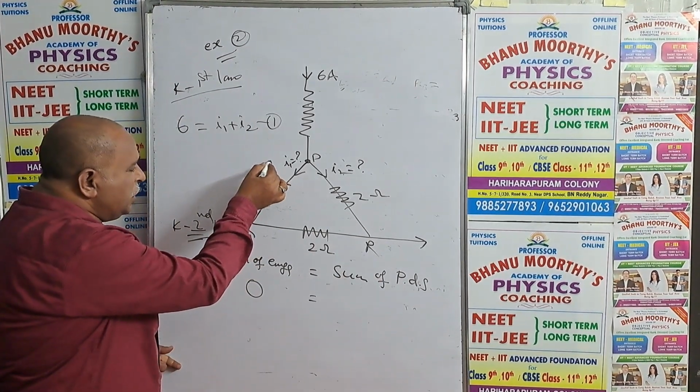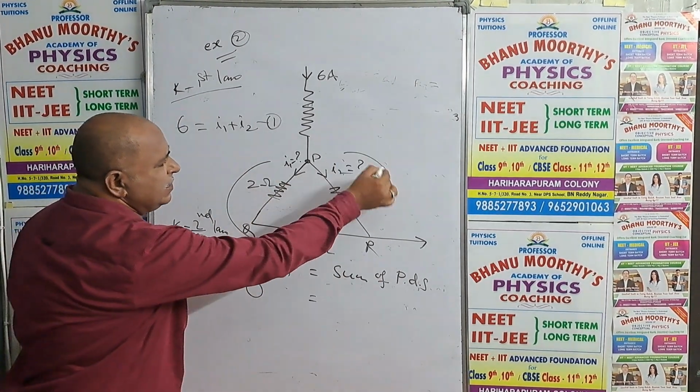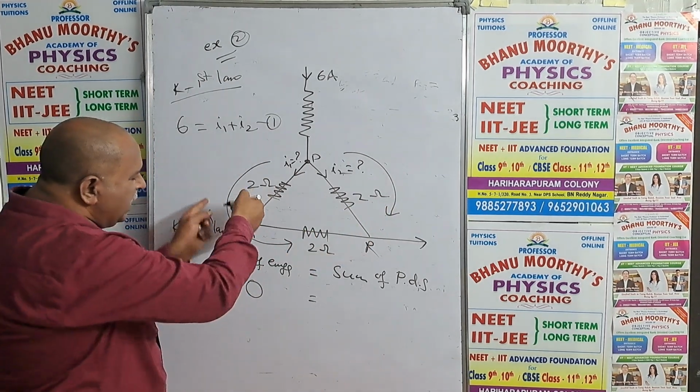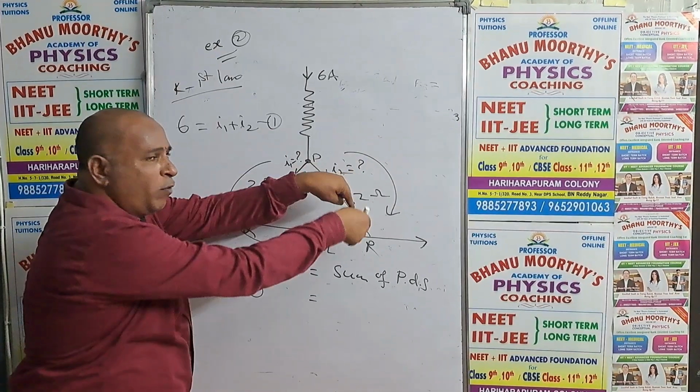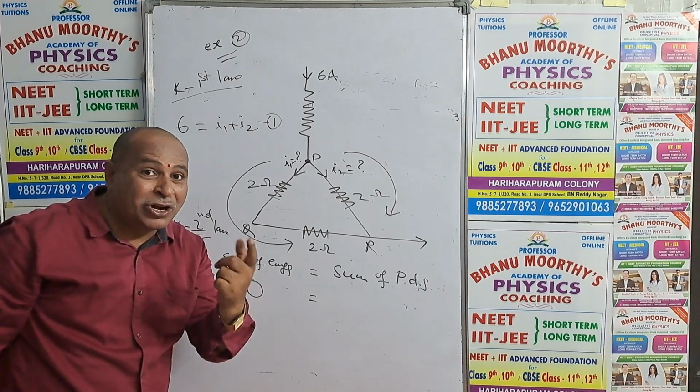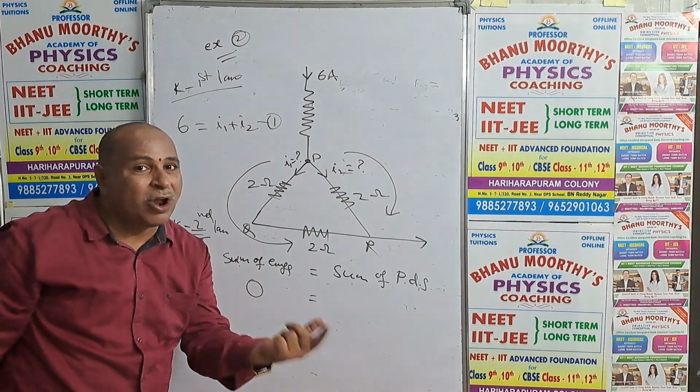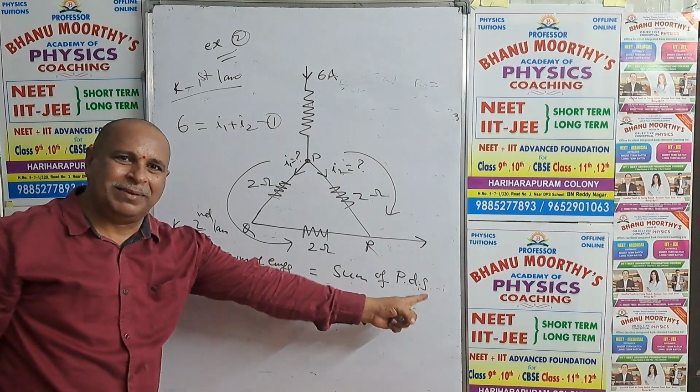PDs means these two are in this direction. This is in this direction. These two are anti-clockwise currents. This is clockwise current. Sum of anti-clockwise currents as well as clockwise currents. So algebraic sum, that is.